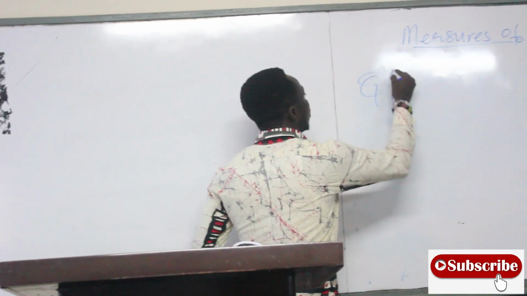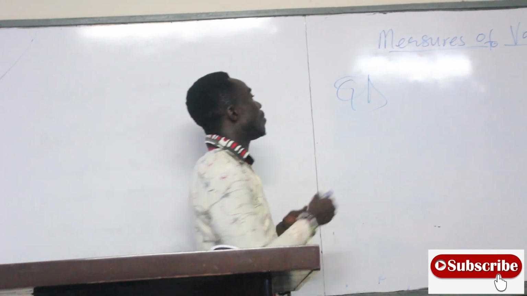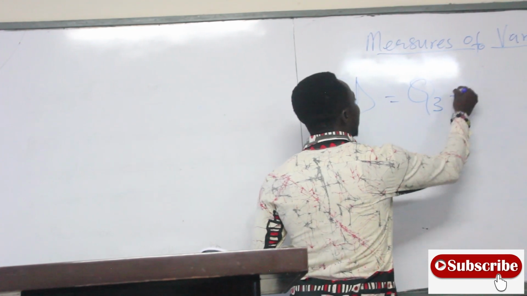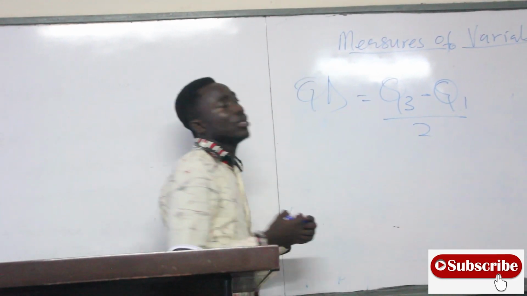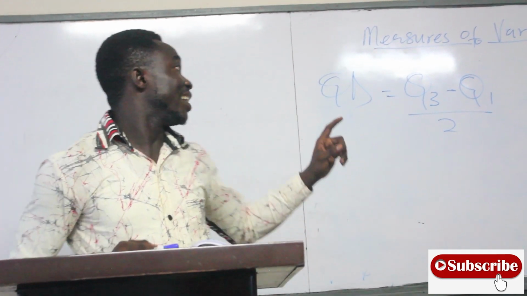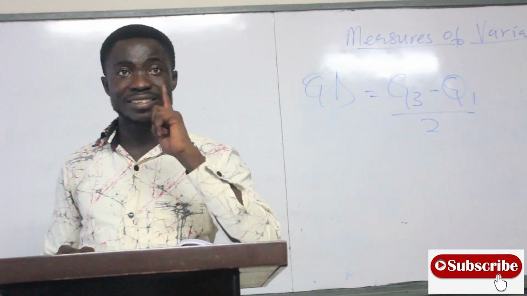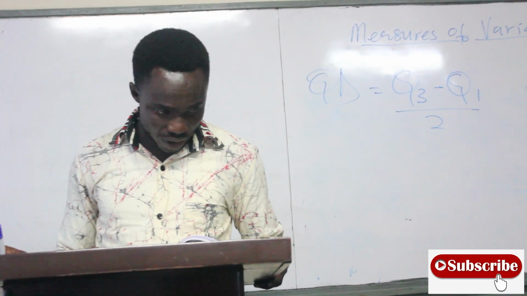Now, the quartile deviation is half the distance between the first quartile and the 3rd quartile. The quartile deviation, denoted QD, can be derived by using the formula Q3 minus Q1 all over 2. And don't forget, the quartile deviation is also known as the semi-interquartile range.